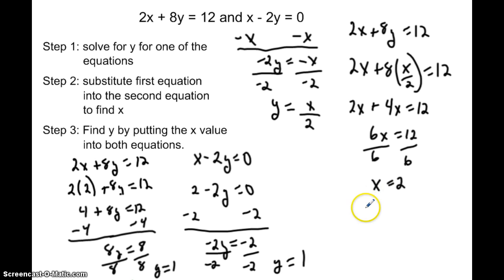So we found the value for x, we found the value for y, and the answer to this system of equations would be 2, 1.